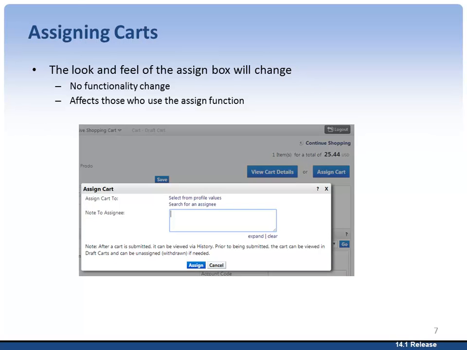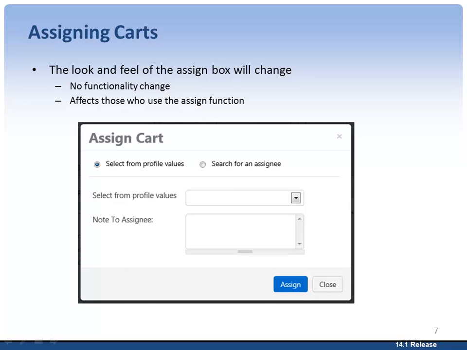Currently, when a shopper hits the Assign button, the system brings up this box. With the 14.1 release, the box will look like this. You'll still have the same functionality as you did before. You'll be able to select a cart authorizer if you have any saved to your profile. You'll be able to search for any assignees and still have the capability of adding notes.